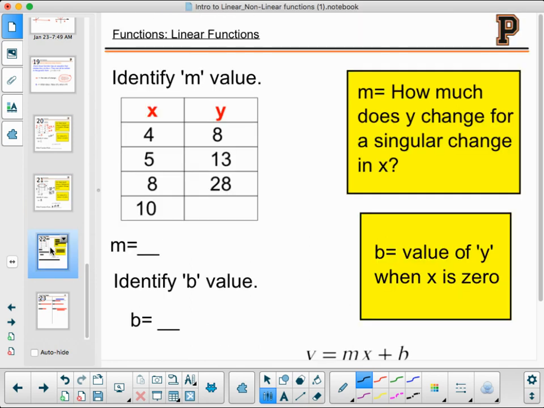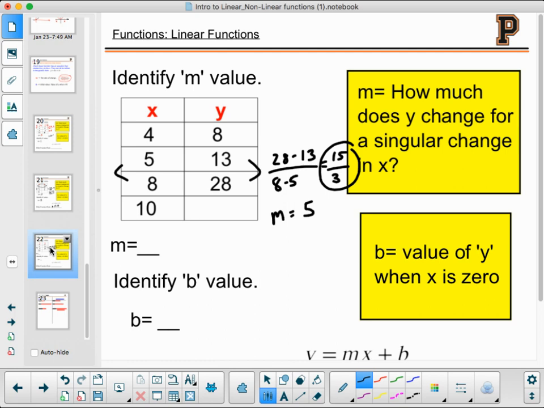Try just one more, and then we'll recap the lesson. Ooh, this one's a little trickier. Numbers are in a little bit of a different type of order. So let's choose again. Doesn't matter which ones we choose if it's linear. From 13 to 28. So that's a difference of, let's see here, 28 minus 13 is a difference of 15. For 5 to 8, 8 minus 5 is a difference of 3. So when we reduce that number, that's our slope or our m value. 15 divided by 3 is 5. So the numbers we can tell are increasing 5 per 1 x.